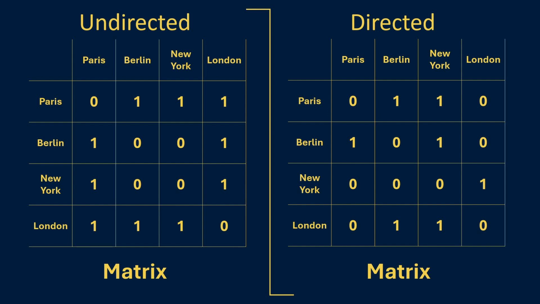For the directed graph, the matrix is asymmetrical. It only shows a 1 where a connection exists in the specific direction indicated by the arrows. So Paris might have a 1 going to Berlin, but Berlin to Paris would only show a 1 if there is a direct connection.